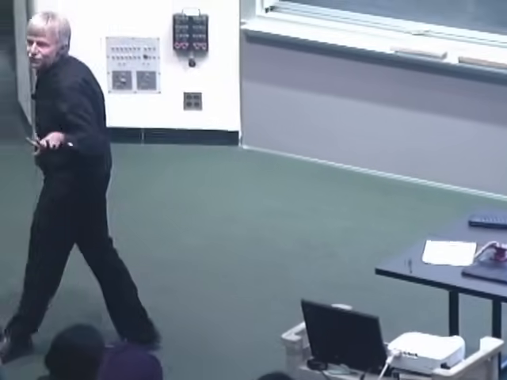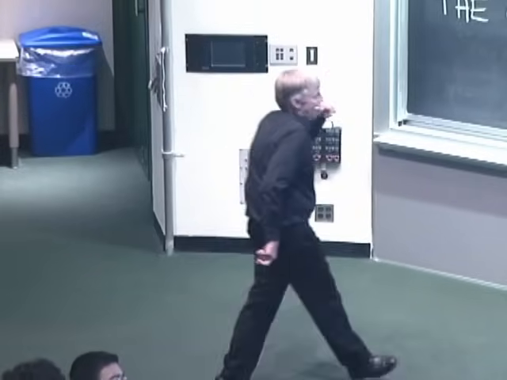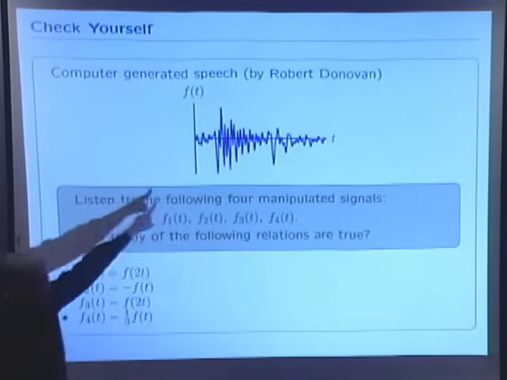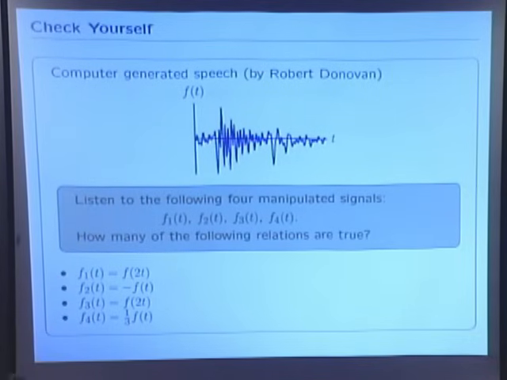Okay, so what I'm gonna do now is play a computer-generated sound. This is a computer-generated speech sound made by Bob Donovan, who did his PhD thesis figuring out how to do computer-generated speech. And then I'm going to play four transformations of that sound. And your task is to identify what's the mathematical representation of the transformations that I'm telling you.